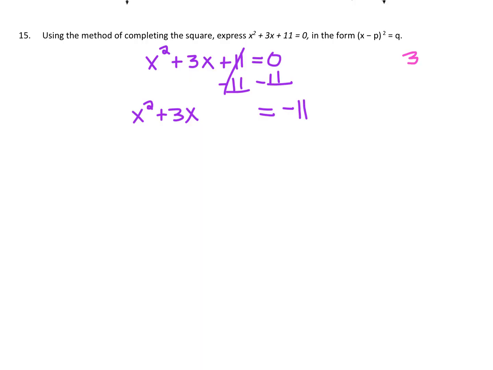So I'm going to take half of 3, which means we divide it by 2. And then we're going to square that whole thing. So when we do, the numerator squared becomes 9, and the denominator squared becomes 4. So 9/4 is the number that we're going to add to both sides of this equation. Remember, we have to add it to both sides to keep it balanced. Whatever you do to one side of the equation, you have to do to the other.